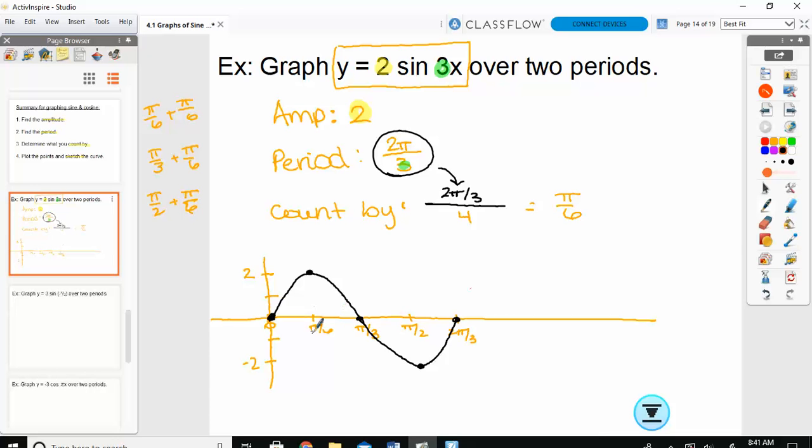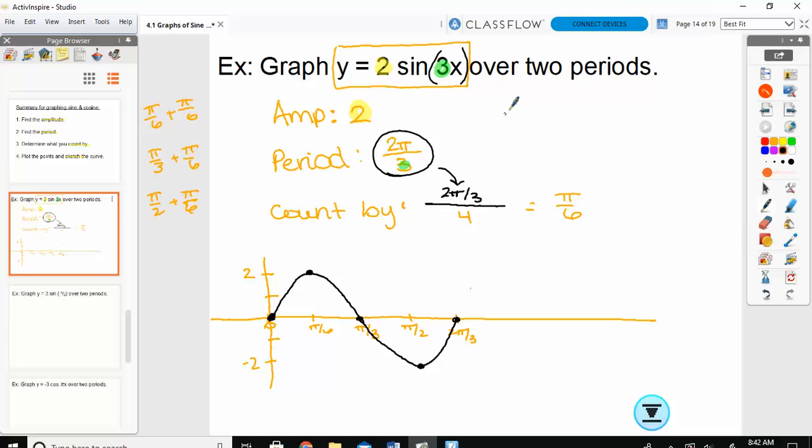You could always double check yourself. If I plug in these points to the original, this is what I should get. If I put in pi over 6, 3 times pi over 6 is pi over 2. Sine of pi over 2 is 1, times 2 is 2. So I didn't just make this up. These are the points we get if we plug in points. This is just a faster approach to get there. Questions on how I got to that?